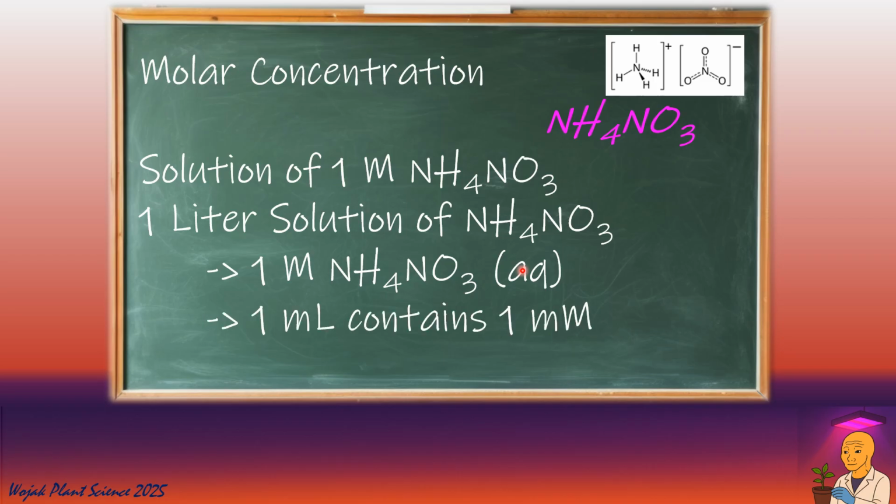And of course, 1 milliliter contains 1 millimole of ammonium nitrate. Because if you have 1 liter, you have 1000 milliliters. And if you divide 1 mole by 1000, you have a millimole, of course. And this is what a molar concentration is. And we will talk in the unit of millimole when we talk about what is in the solution.